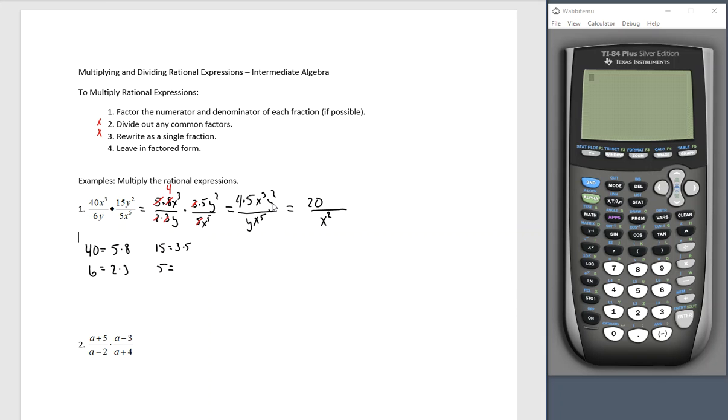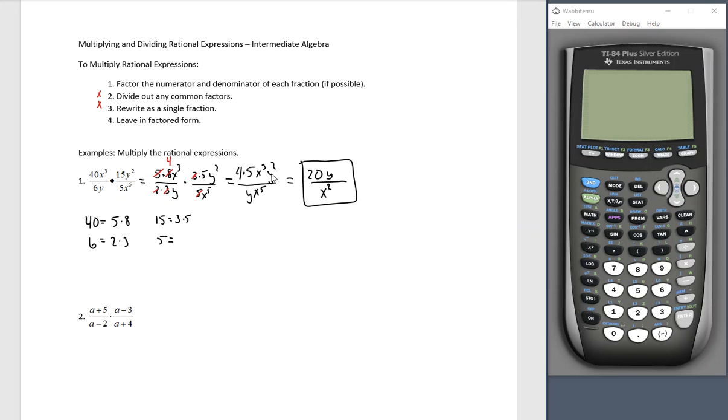Looking at the y variables, I have y squared in the numerator. That's 2 of them. I have 1 y in the denominator, so there are more in the numerator, so that's where they will end up. 2 minus 1 leaves me with 1, and I have multiplied my rational expression. You'll notice that we didn't multiply anything. I guess we wrote them next to each other here, which is the multiplication step. But there's not a whole lot of multiplying when it comes to multiplying rational expressions.